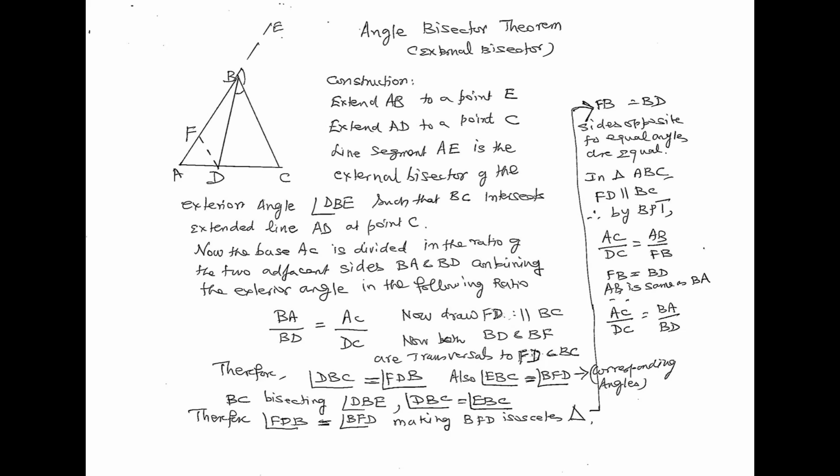BC bisecting DBE, DBC is equal to angle EBC. Therefore, angle FDB is equal to BFD, making BFD an isosceles triangle. Therefore, FB is equal to BD. Sides opposite to equal angles are equal. In triangle ABC, FD is parallel to BC. Therefore, by the basic proportionality theorem, BPT, we have AC by DC is equal to AB by FB. Now FB is equal to BD, AB is the same as BA. Therefore, AC by DC is equal to BA by BD.